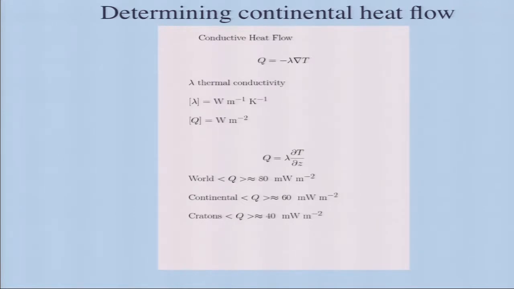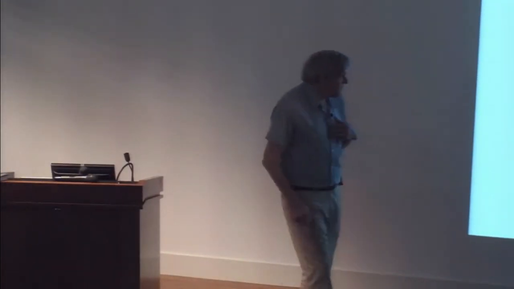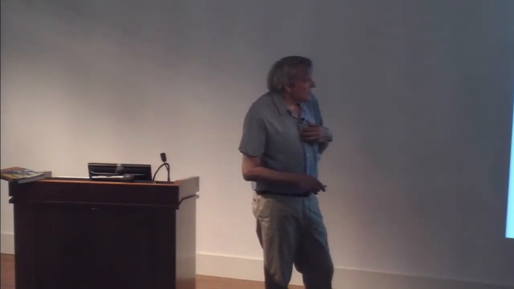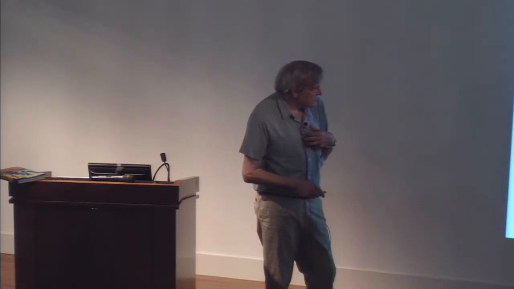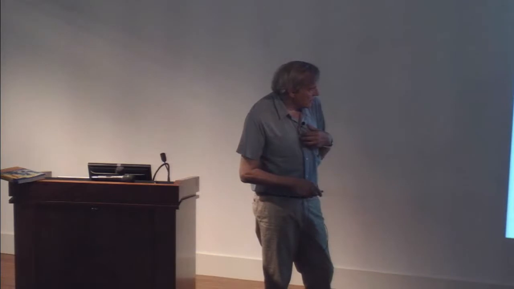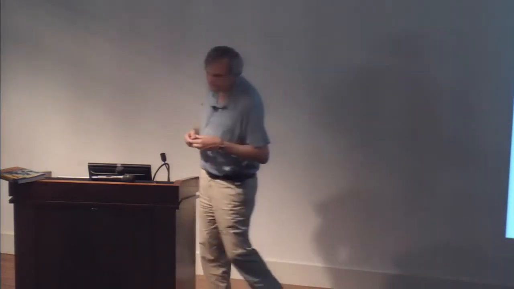And so in practice, when you measure it in the field, because the Earth's surface is roughly an isotherm, the heat flux has got to be vertical. It's got to be perpendicular to that isotherm. And so you measure the vertical temperature gradient. The world average is 80 milliwatts per square meter, just about, and the continental is much lower than that, and the cratons are even lower than that.